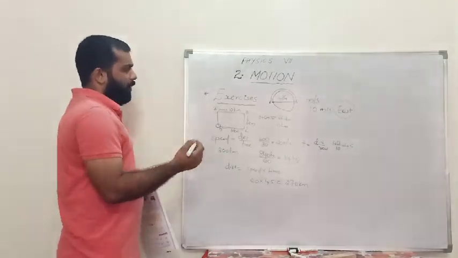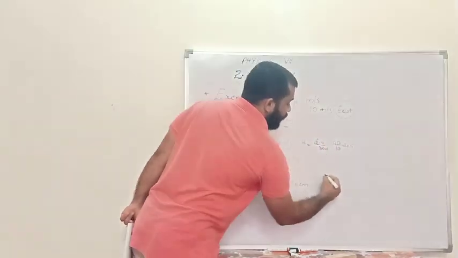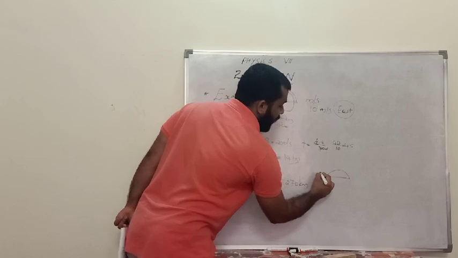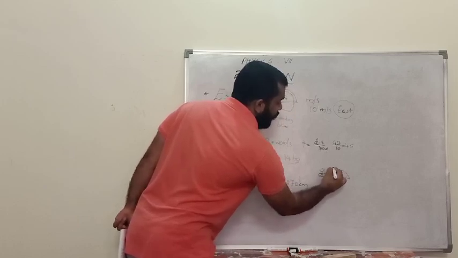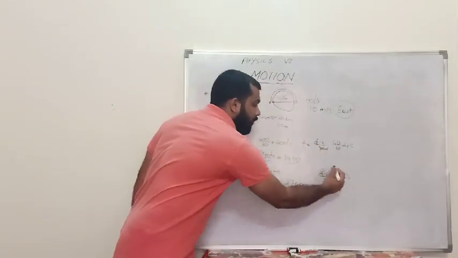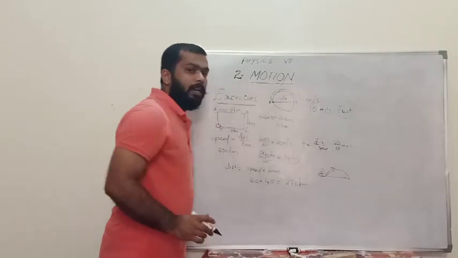And here are two more exercises. Some figures are given. Suppose a cyclist is like this, a mountain is shown, and a person is going to ride a cycle on this path. What will be the type of motion? This will be a curvilinear motion.